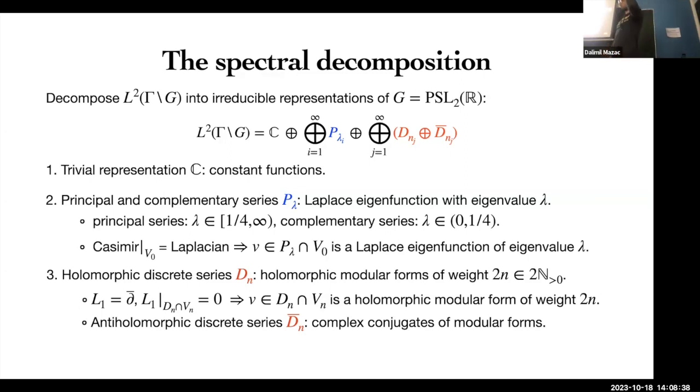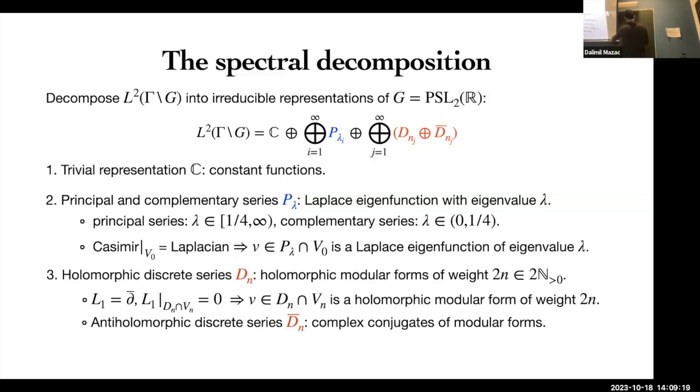So the Laplace eigenfunctions are not a complete basis of the L2 here. The Laplace eigenfunctions are a complete basis for L2 of x. So we are coming back again to this. Here is a picture of the representations. P of lambda looks kind of like that.